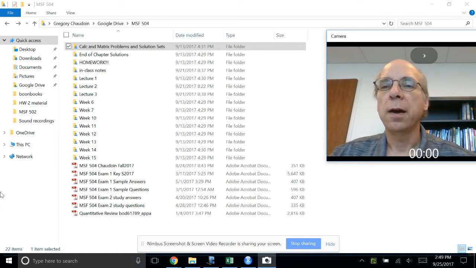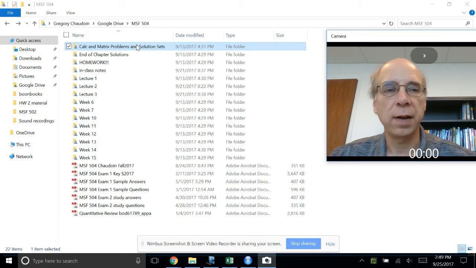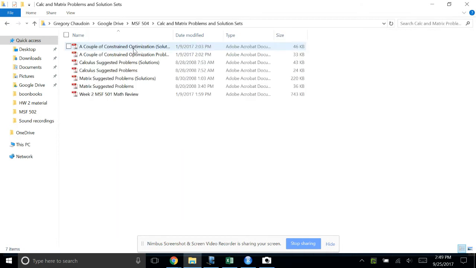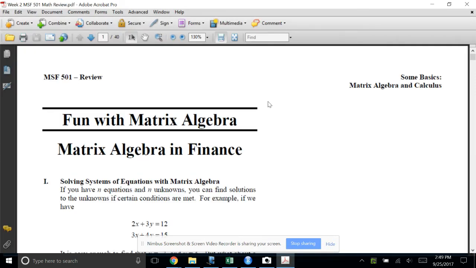All right, so I get the basic gist of this from the calculus and matrix problems and solution sets in the MSF 504 file on the Google Drive. So we click this and it's the material covered in this paper right here. It's about 40 pages, and I know it's a lot to cover, but let's see if I can make any sense of this.